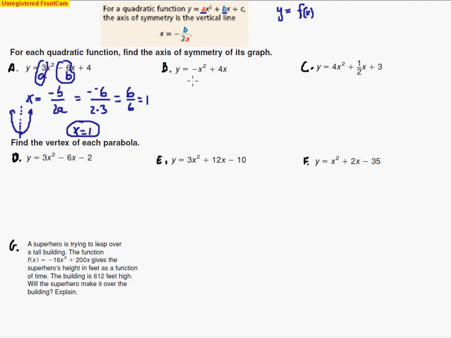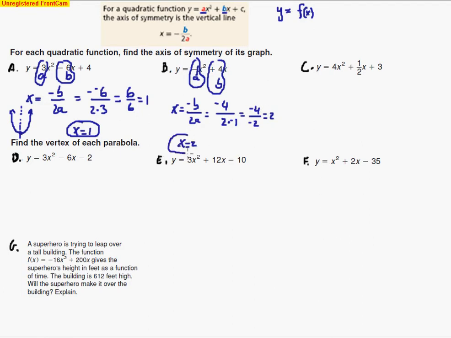So on this one, here we've got our a term. Now, if you don't see a number out in front of the x squared, it's just 1. So this one is negative 1 this time. b is positive 4. So we just plug it into that formula, which goes the opposite of b over 2a. So we go ahead and substitute. We've got the opposite of 4 over 2 times negative 1. So we do some work there. Negative 4 over negative 2 makes a positive 2. So there it is, x equals 2.